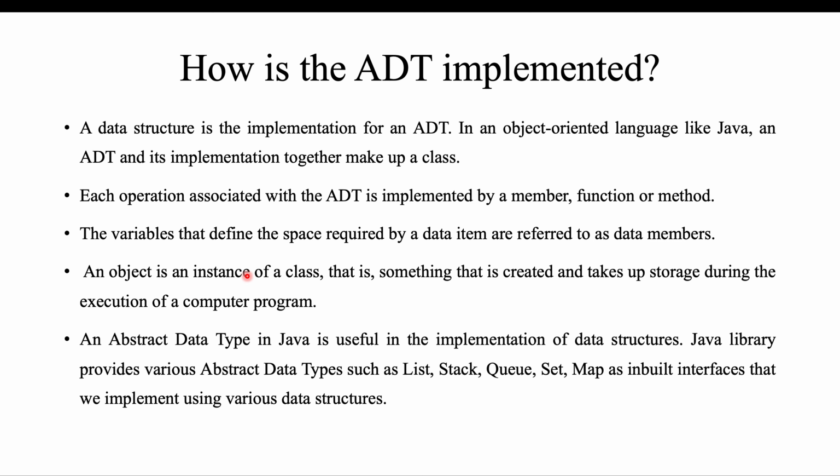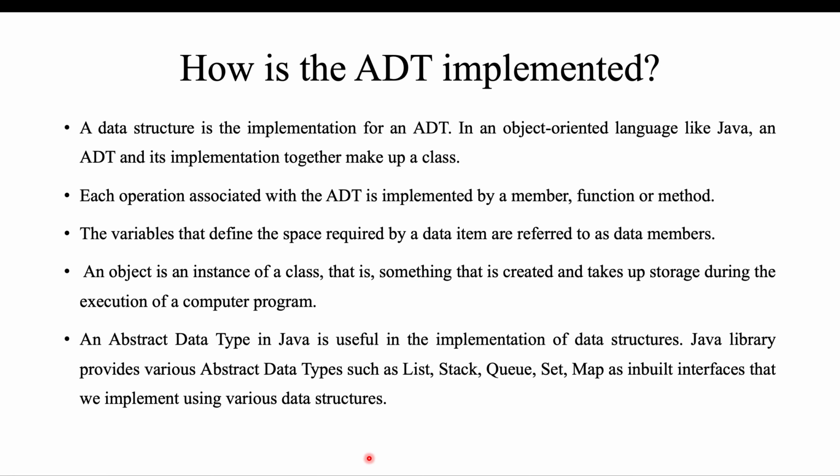And an object is the instance of a class, that is something that is created and takes up storage during the execution of the program. So this one we already know about. We have been doing objects since the very first session. So it is created and it also takes up storage. All these things are associated with abstract data type because ADT along with its implementation, that means its data structure, builds up a class.